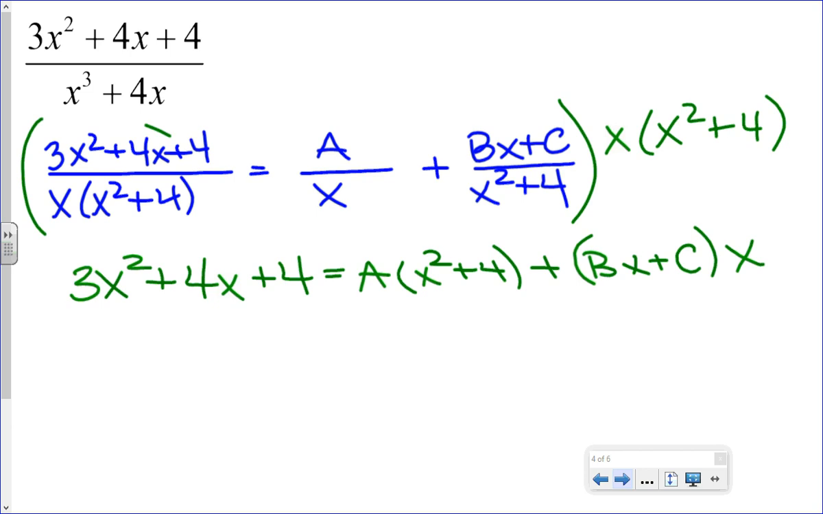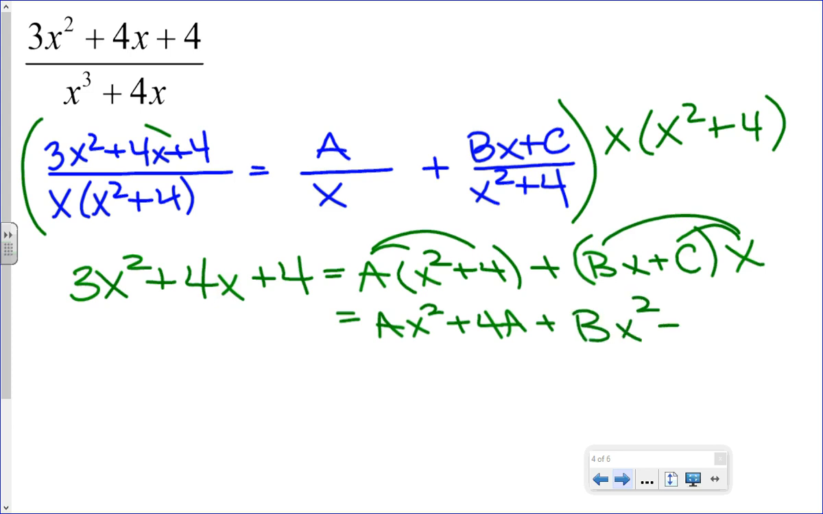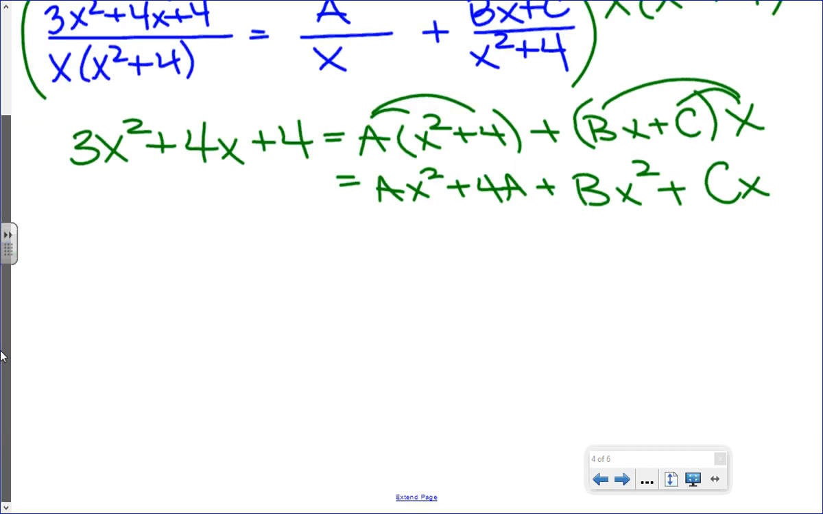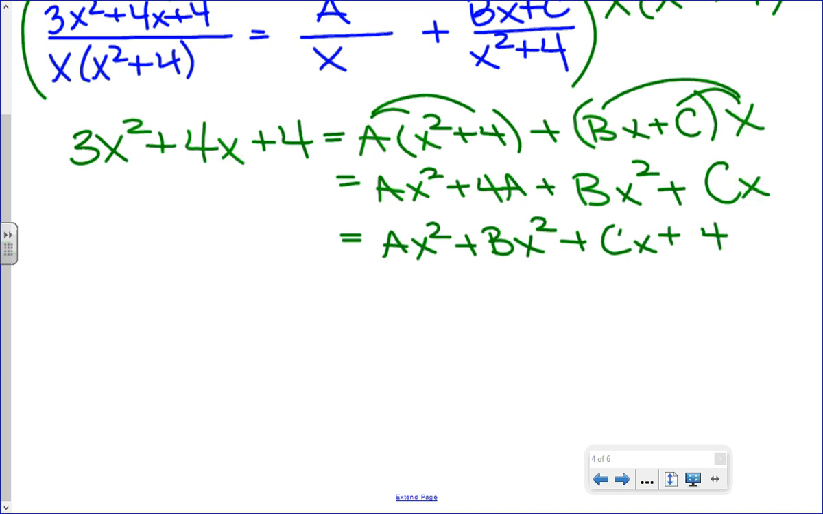So what I'd like you to do is multiply everything out on the right side. Ax squared plus A times 4, so I distributed the A through. If I distribute the x through, we have bx squared plus cx. And just so that it's easier for us to see, I am going to arrange these in order. So I'm going to put my x squareds together, then write my x term, then write my constant term that doesn't have an x.